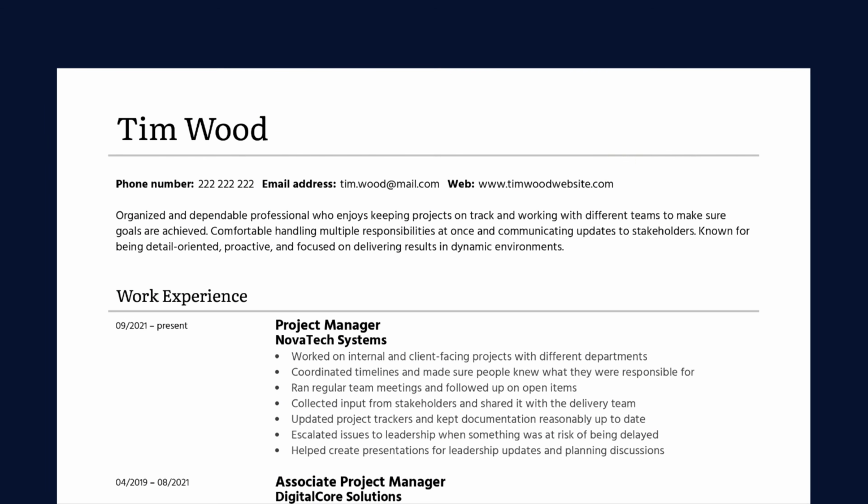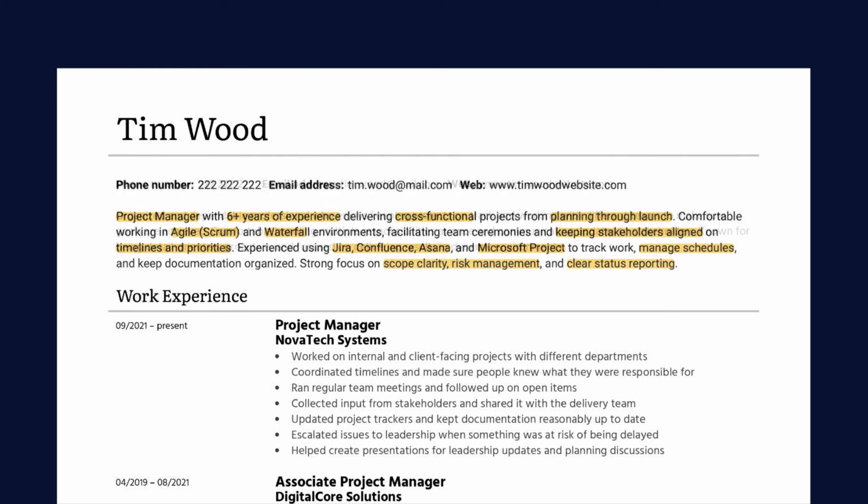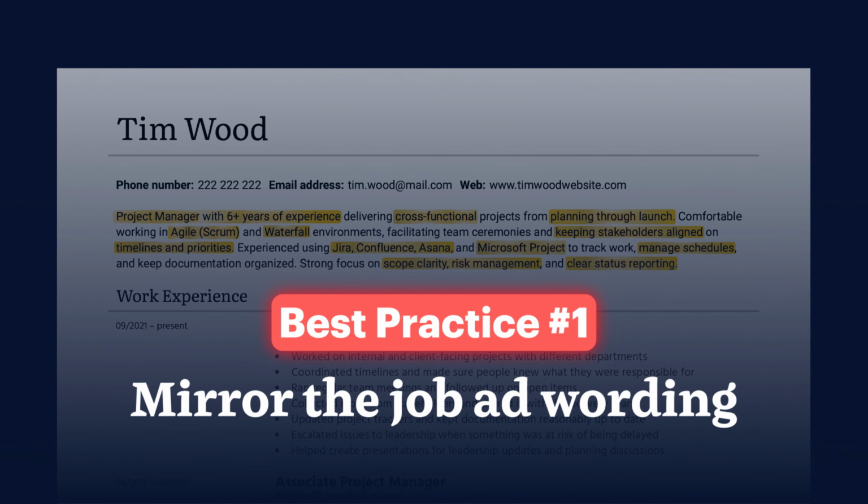Tim could start incorporating keywords in the profile section. Right at the start, add the job title keyword and years of experience, then mention a few specific responsibilities, tools, and methods. Don't forget to mirror the job ad wording as closely as possible. If the job ad says risk management and you write handled risky situations, that's kind of a weak match.